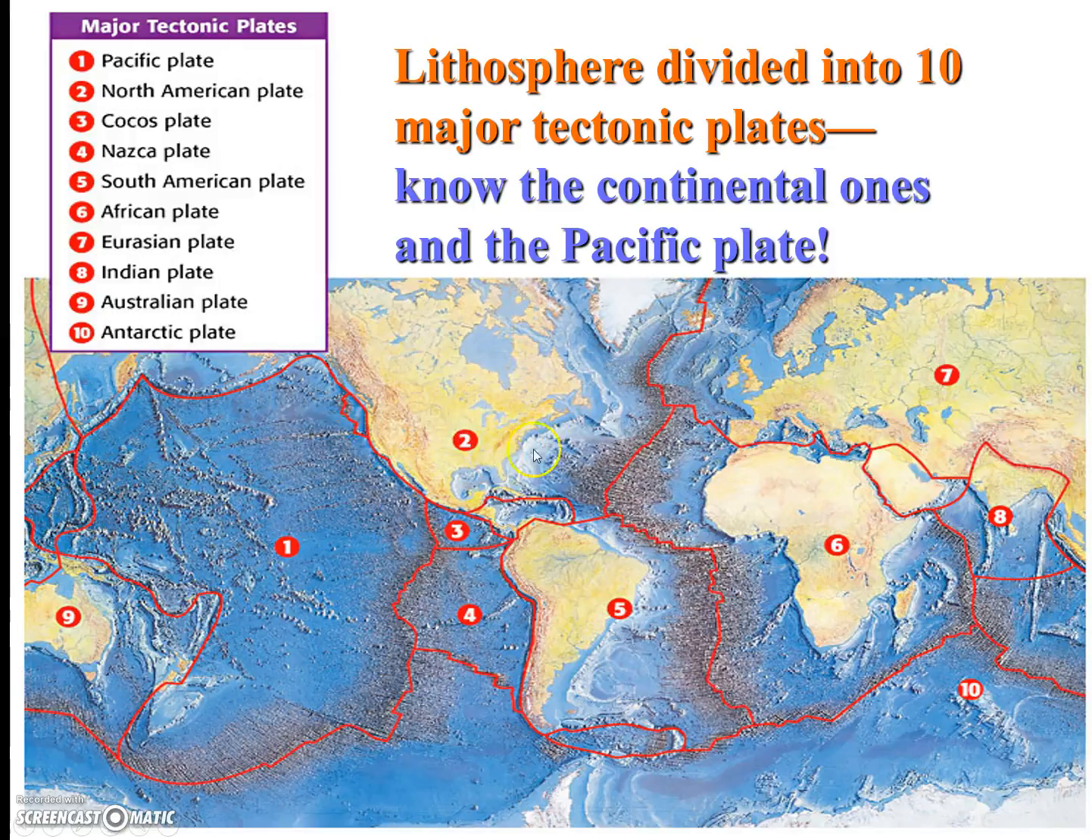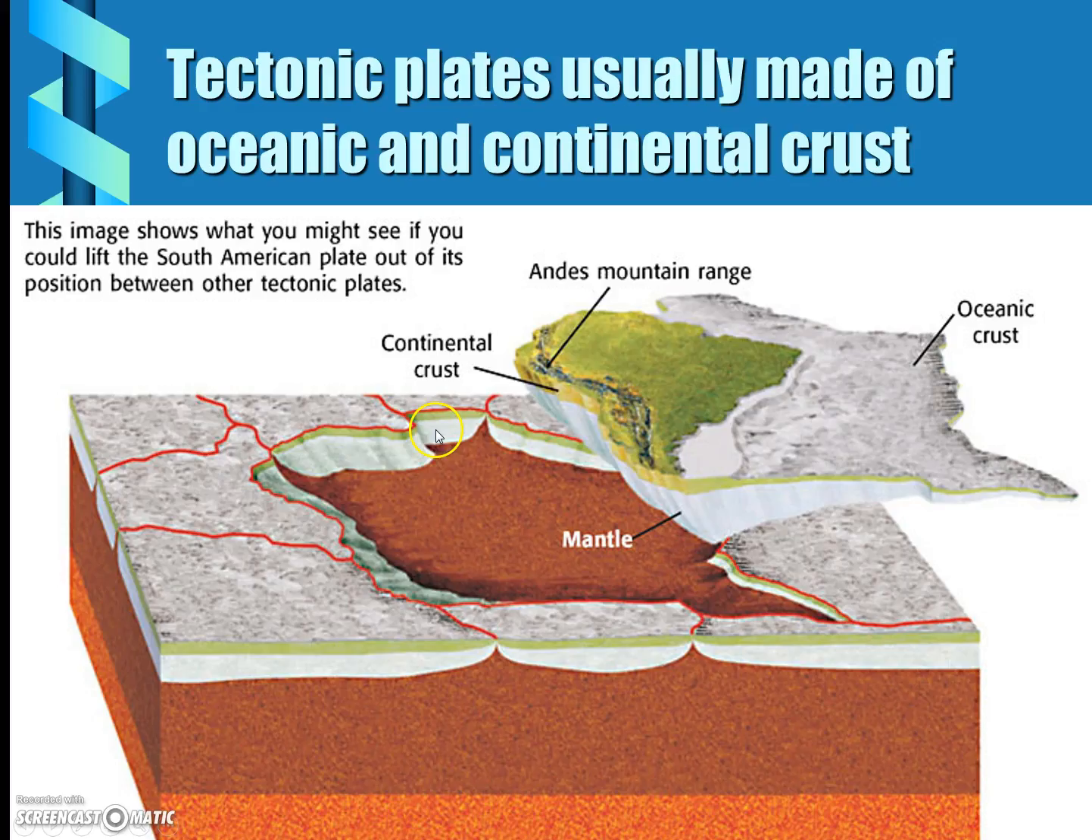Number 2 is the North American plate, which is where we live. And then we've got the Cocos plate, which is right here, the Nazca plate, which is right here. The South American plate is over here, African plate over here, Eurasian plate is right here, which is a really big plate. The Indian plate is right here, the Australian plate is over here, or it goes over here as well. And the Antarctic plate is all down here, very big plate down there. Okay. All right, so this one right here is where we live. You definitely need to know that. That's the North American plate.